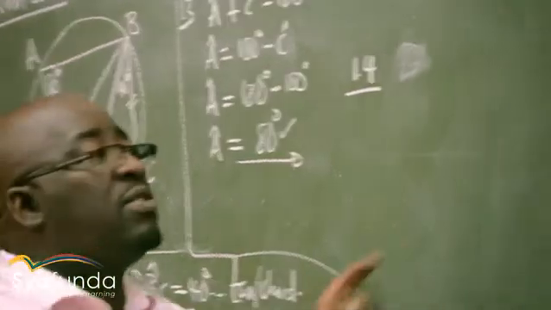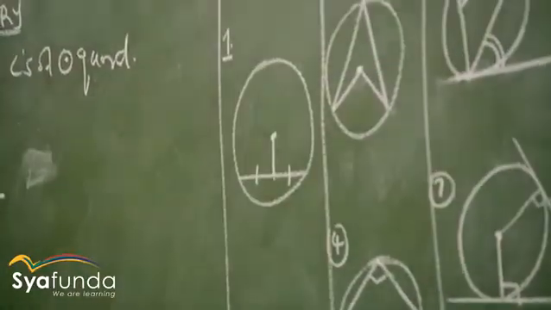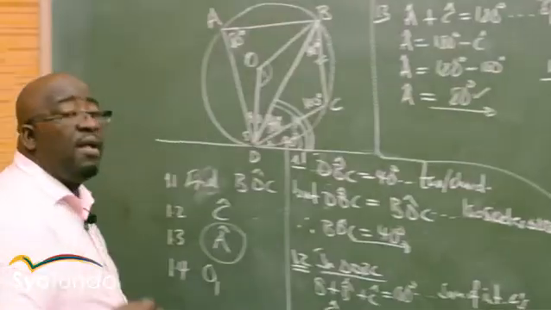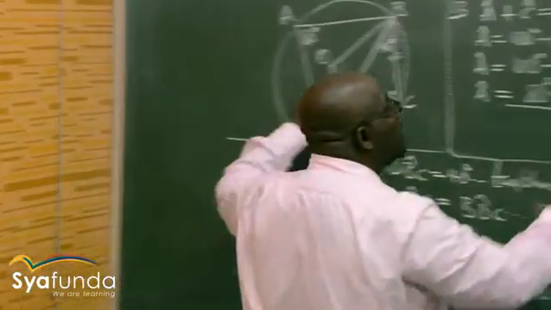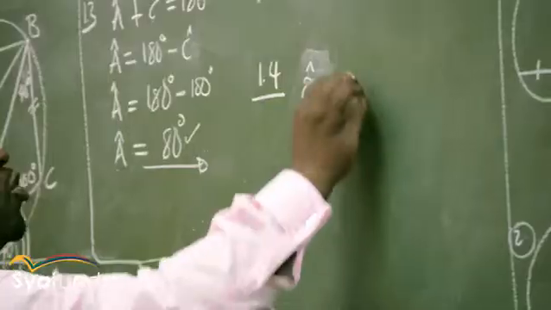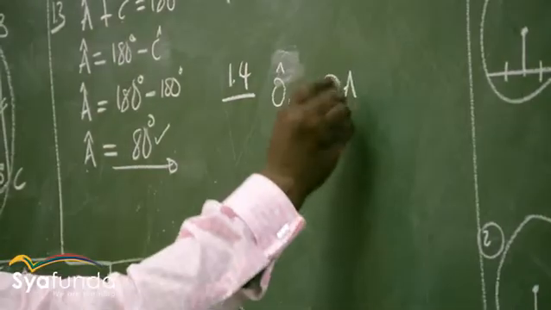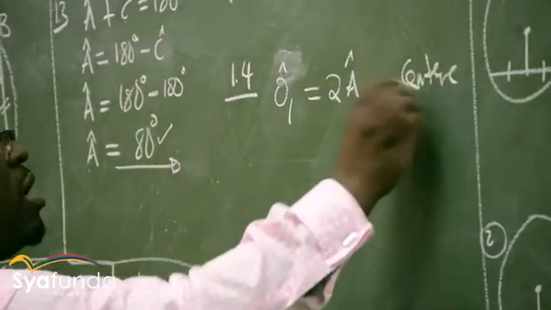The same theorem as this one. The angle at the center is twice the angle at the circumference. One angle must be at the center. The other angle must be at the circumference. Now, we know that angle O1 is equal to 2 angle A. The reason we used the center theorem.